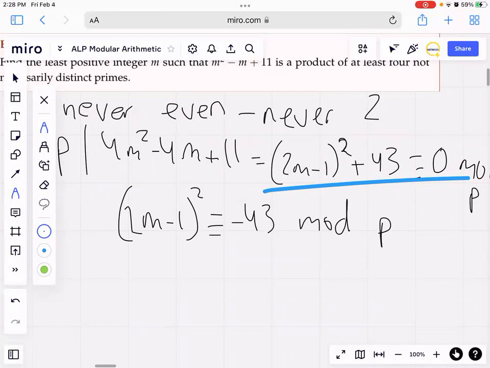Looking at this, I think the best idea is to start with small primes, because some of these primes have to be small, or else m is going to be too large to be a 2-digit or 3-digit number. So let's work with p equals 3 and see if there's an m such that p equals 3.